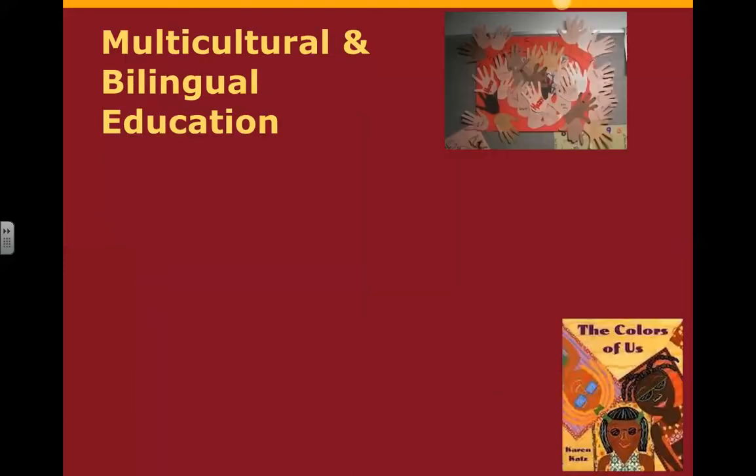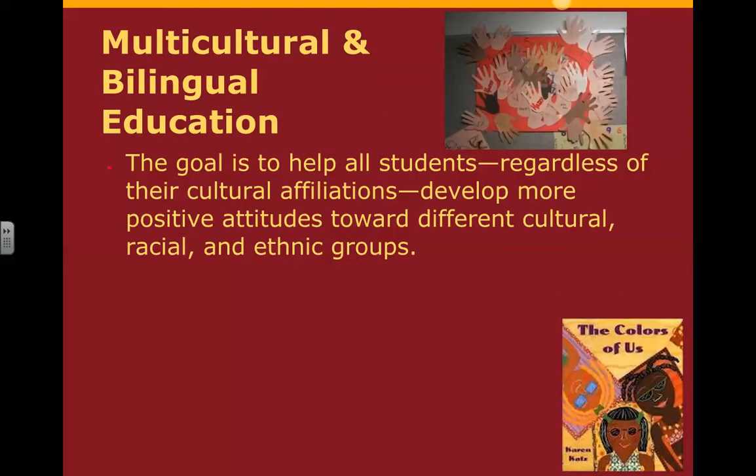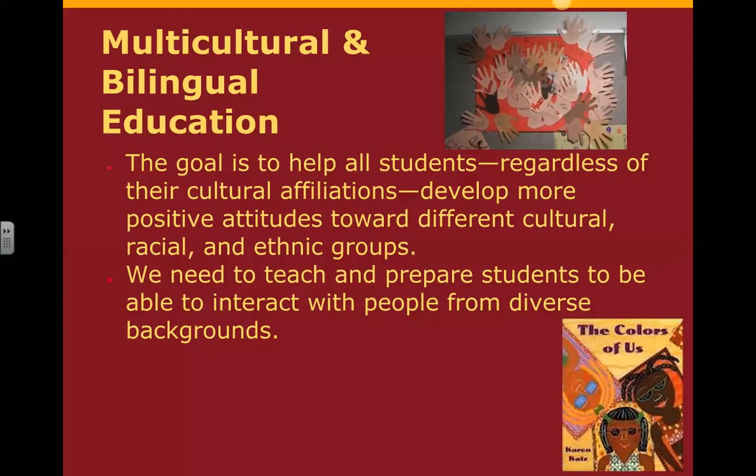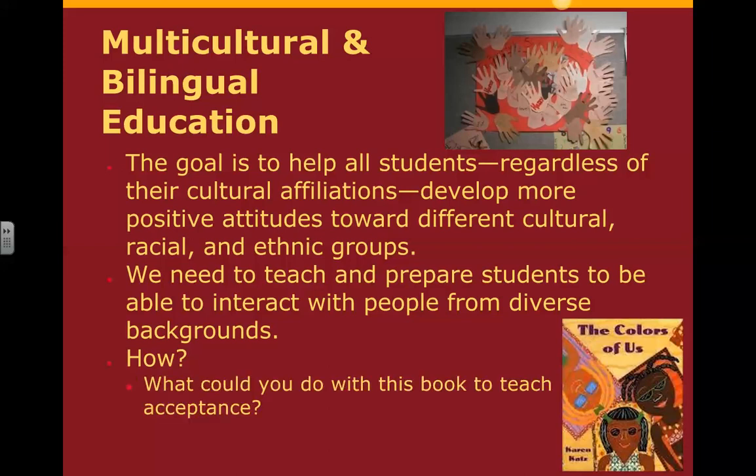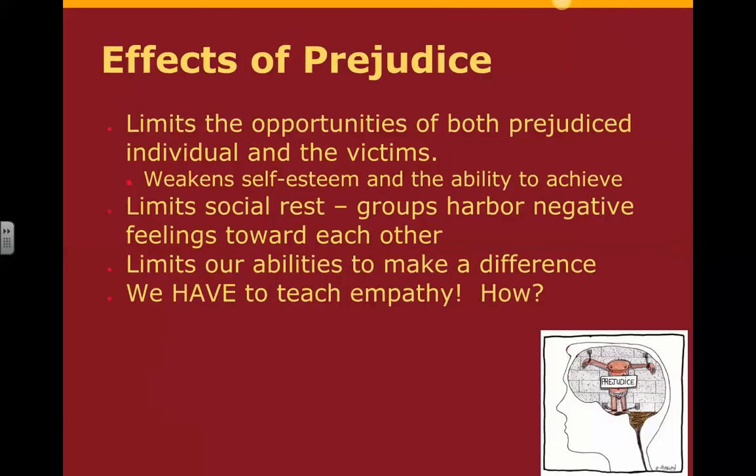Okay, so all about multicultural and bilingual education. We know that the goal is to help students develop more positive attitudes. So we need to help students to know how to interact with people from other backgrounds other than themselves. One of those ways is by reading multicultural literature. And in our class session, we will actually do an activity with this book here, The Colors of Us, and we'll see how we can have students become more open to accepting others that are different from them, and we'll answer this question, what can we do to teach kids about that acceptance?